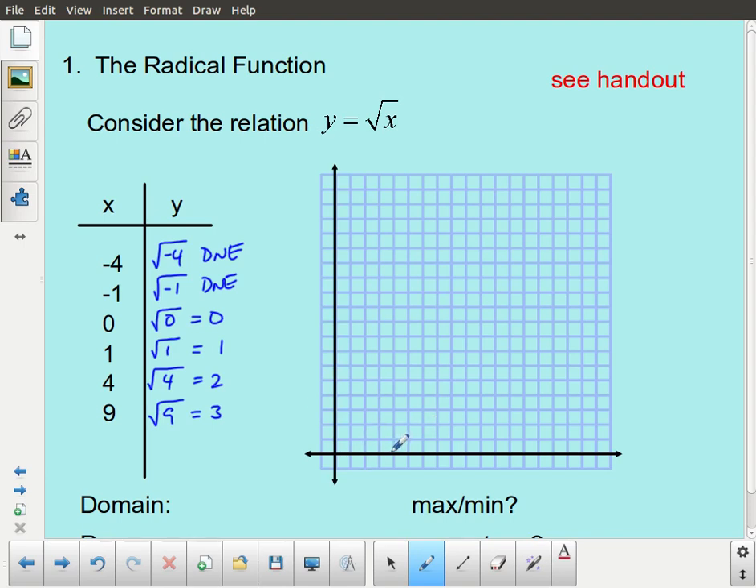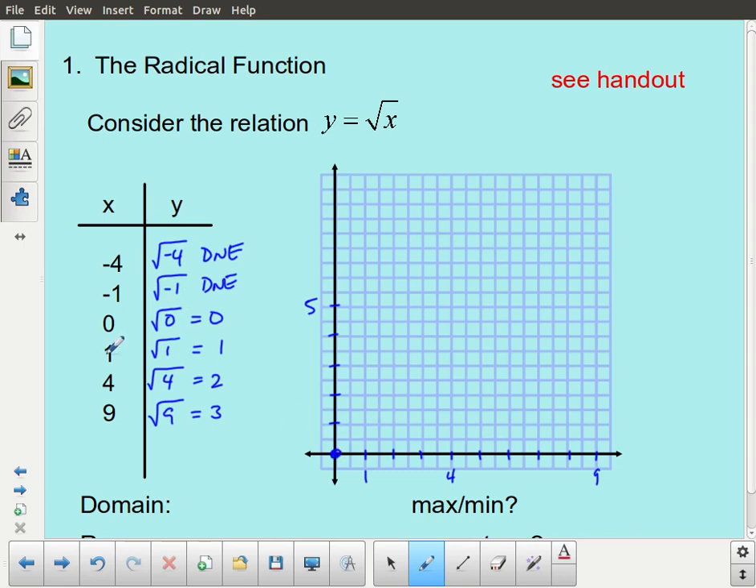So let's see what will fit on here. I think this will fit fine. 1, 2, 3, 4, 5, 6, 7, 8, 9. So there's my value 9, there's 1, 2, 3, there's 4. And then vertically 1, 2, 3, 4, 5. So we have the point 0, 0.